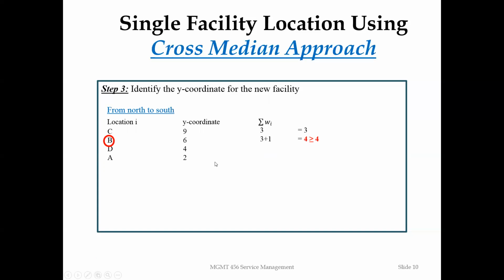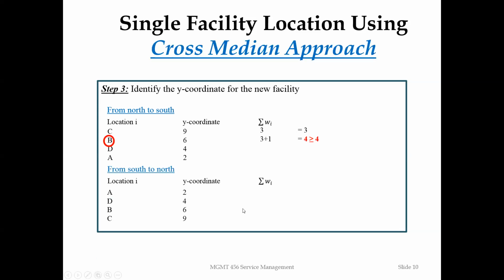Now let's go in the other direction. The other direction is going from south to north. So going from south to north, the sequence is opposite. It's from A, and then D, and then B, and then C. So this is the sequence going from south to north. So the y coordinate for A is 2, the y coordinate for D is 4, the y coordinate for B is 6, and the y coordinate for C is 9. So these are the y coordinates for 4 different cities.